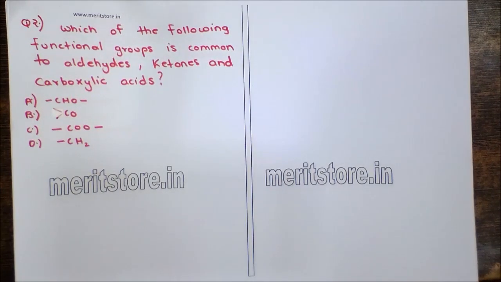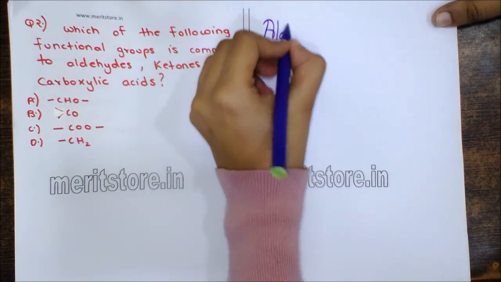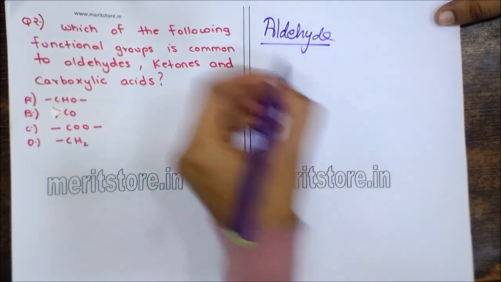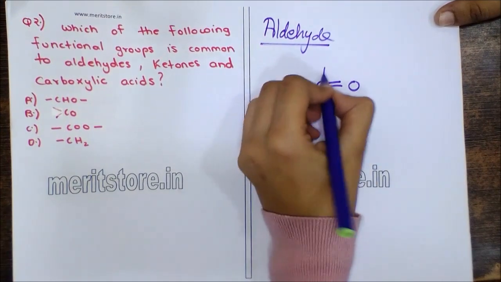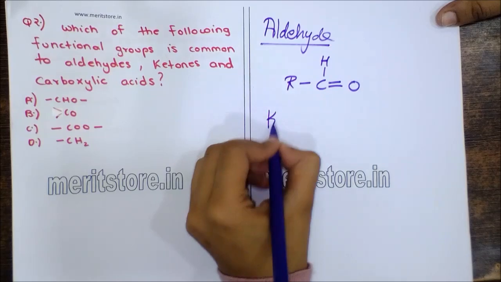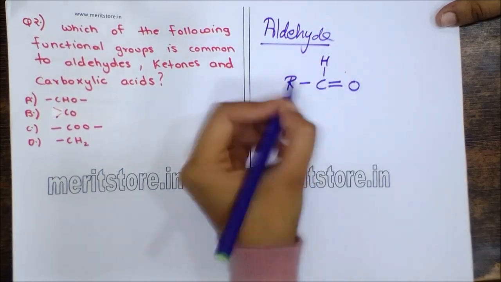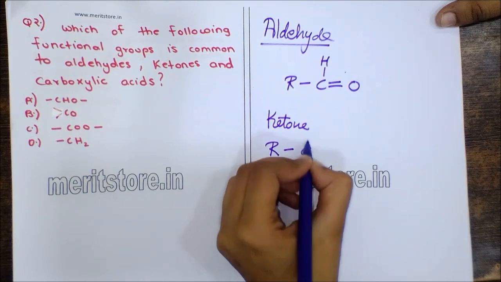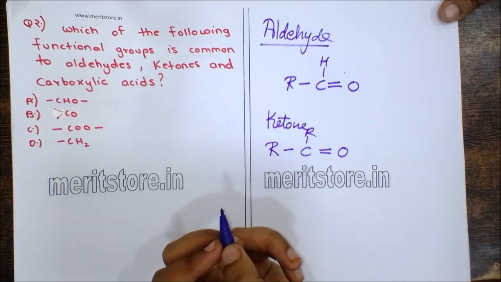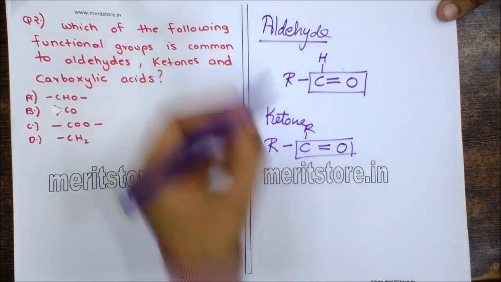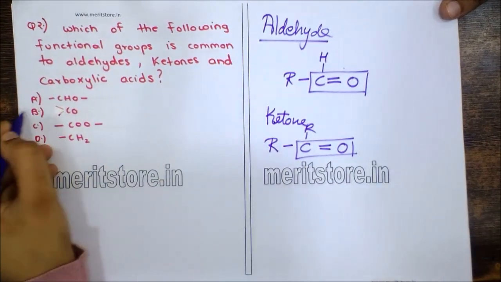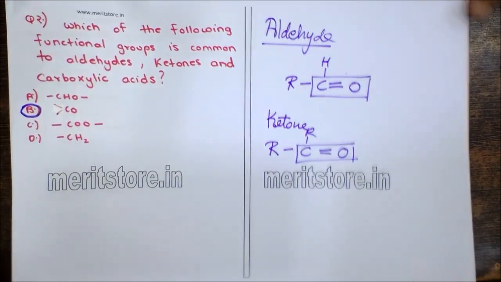Question 2. Which of the following functional groups is common to aldehydes, ketones and carboxylic acid? So if I draw an aldehyde, it's an R which is connected to a carbon with a double bond O, and over here I will have an H. Whereas in the ketone, instead of this H there will be an R. So this is R, C, R and double bond O. Here we notice C double bond O is there in both aldehydes as well as ketones. Therefore option B is the correct answer.